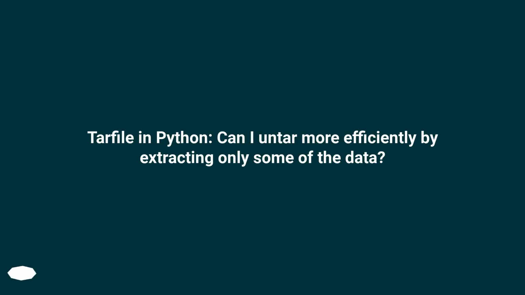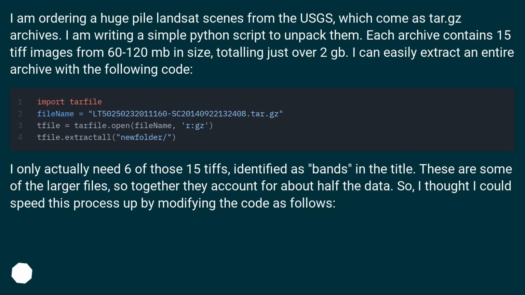Tarfile in Python. Can I untar more efficiently by extracting only some of the data? I am ordering a huge pile of Landsat scenes from the USGS, which come as tar.gz archives. I am writing a simple Python script to unpack them. Each archive contains 15 TIFF images from 60 to 120 MB in size, totaling just over 2 GB.